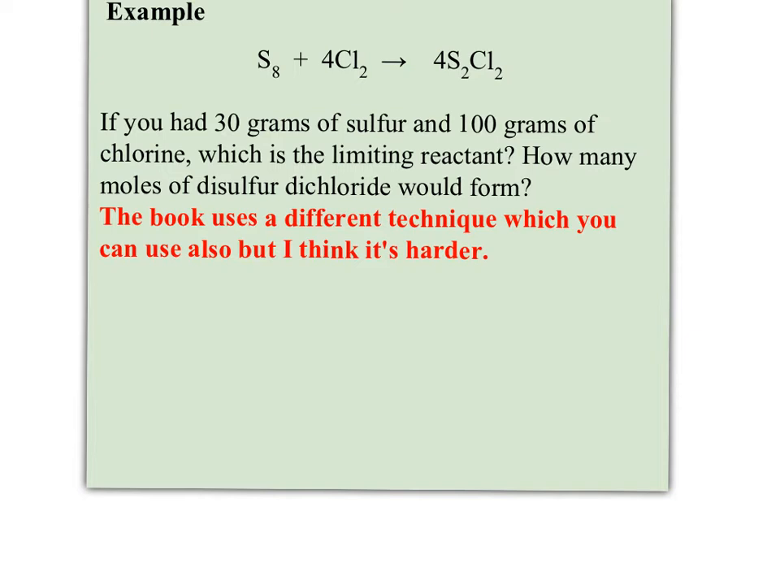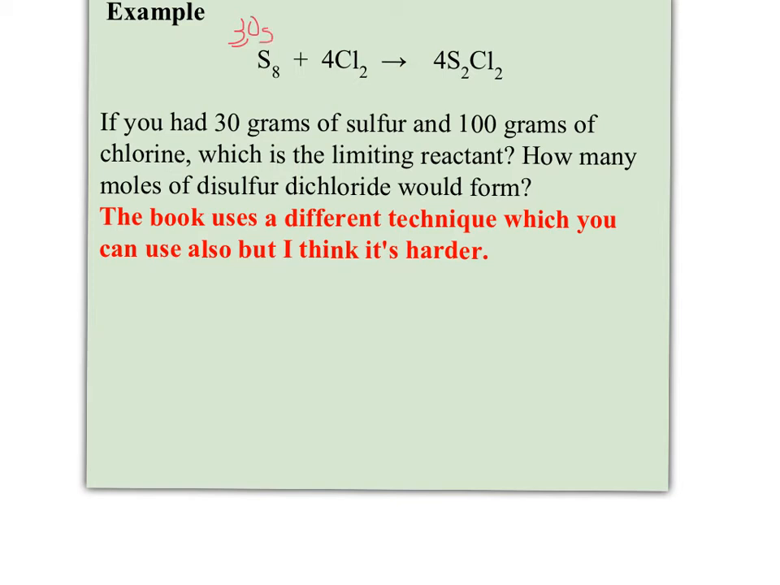So here's an example. If you have S8, so you've got sulfur combining with chlorine gas and forming disulfur dichloride. If you had 30 grams of sulfur and 100 grams of chlorine, which would be the limiting reactant? Now, the technique I'm going to show you is different than what your book shows you, but I think it's easier.